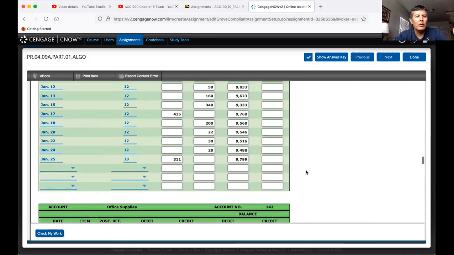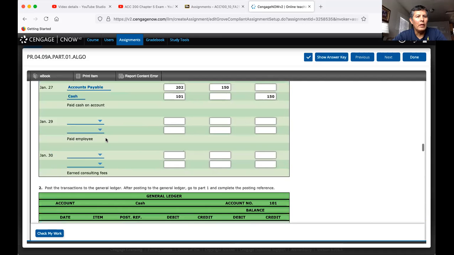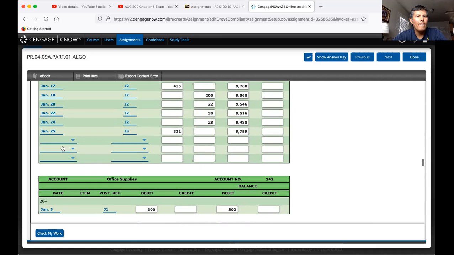Okay, this is our cash. What's the date? 27. This is J3. 150. So 97.99 minus 150 equals 96.49.